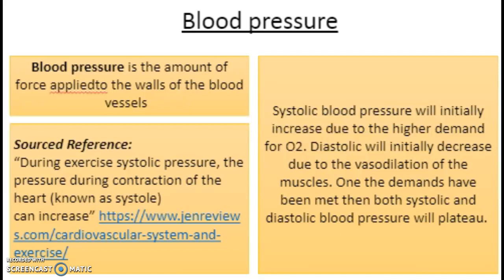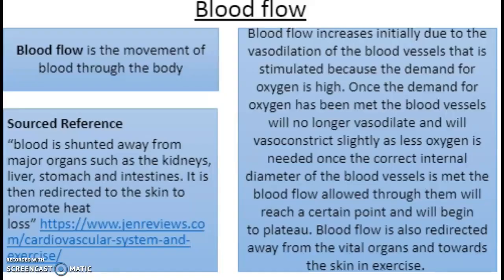Blood pressure. Blood pressure is defined as the amount of force applied to the walls of the blood vessels. Systolic blood pressure will initially increase due to the high demand for O2. Diastolic will initially decrease due to the vasodilation of the muscles. Once the demands of oxygen have been met, then both systolic and diastolic blood pressure will plateau.